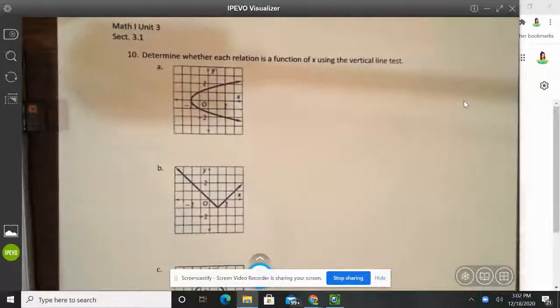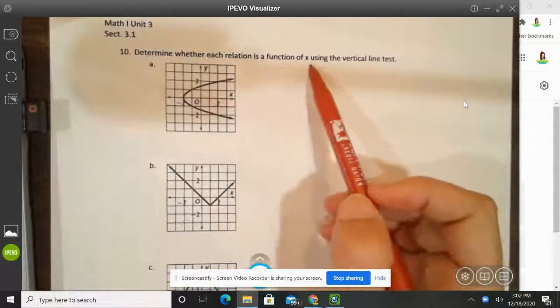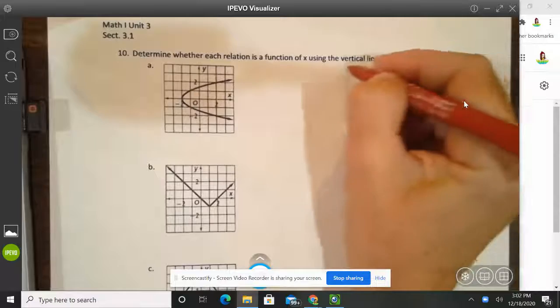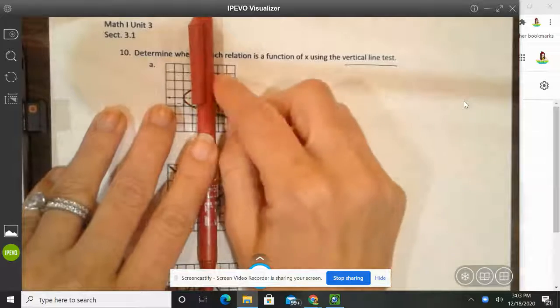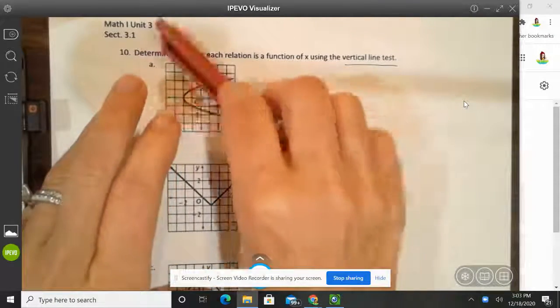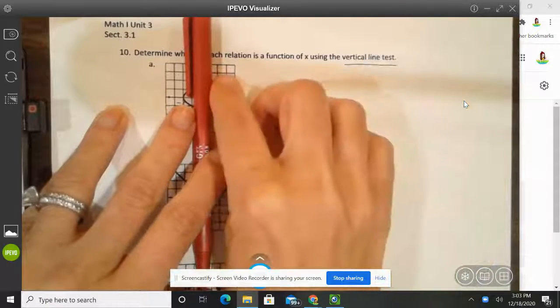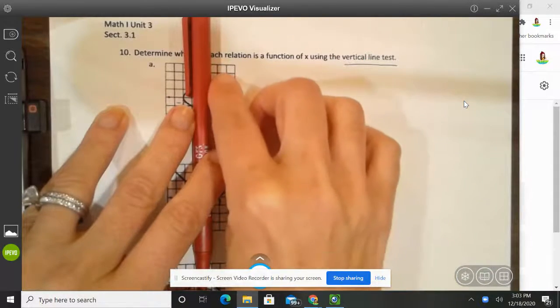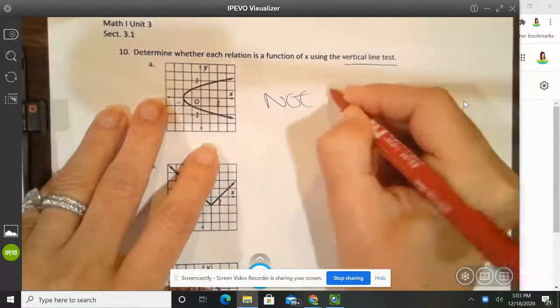Okay. This third part here says determine whether each relation is a function of x using the vertical line test. So the vertical line test. You grab a pencil like that. If you can see 2 points in the same line vertically, not horizontally, vertically, like that, vertical line test, right? So if you see 2 points here on the same graph, that means that this is not a function.